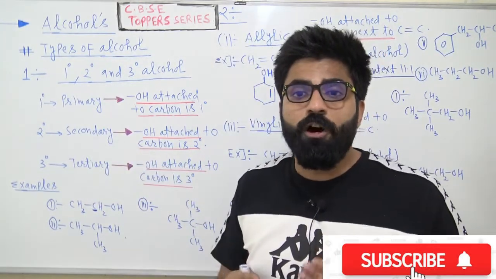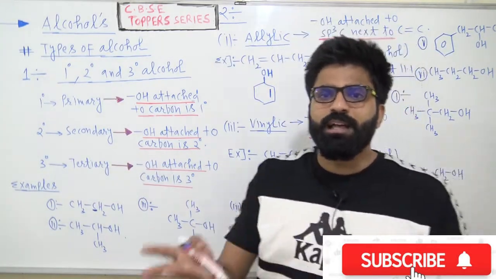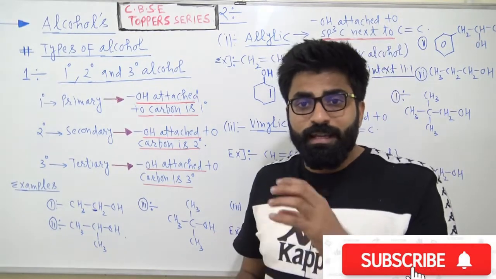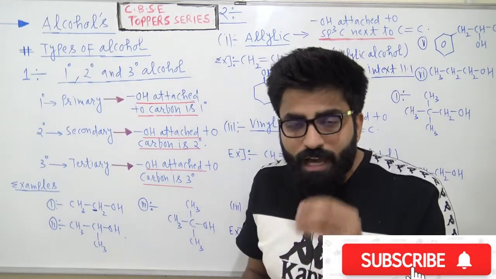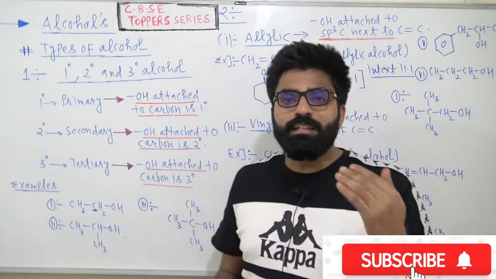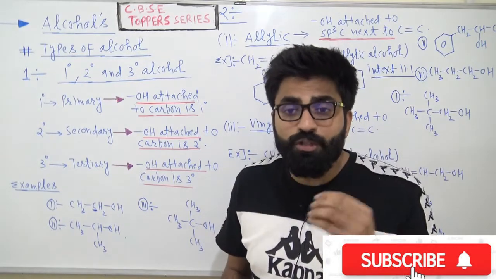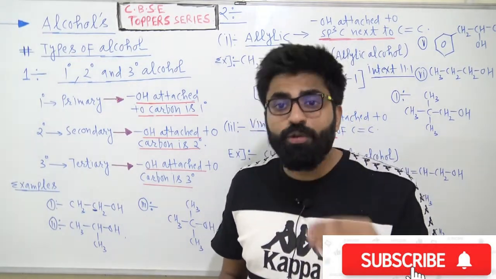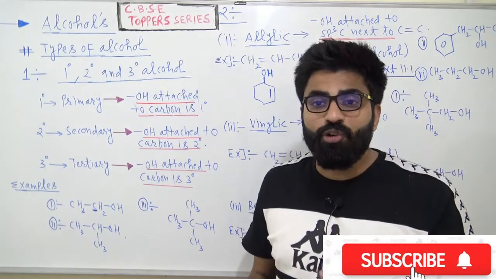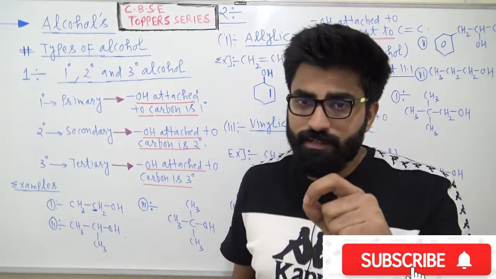Similarly, we have secondary alcohol, or we also call it 2 degree. What kind of alcohol is 2 degree? The carbon to which the OH group is attached must be of 2 degree. It means that particular carbon must be attached to 2 carbons. Then that kind of alcohol is known as secondary alcohol, right?